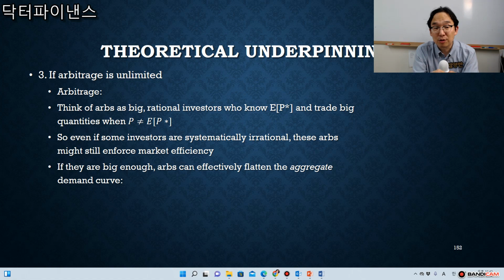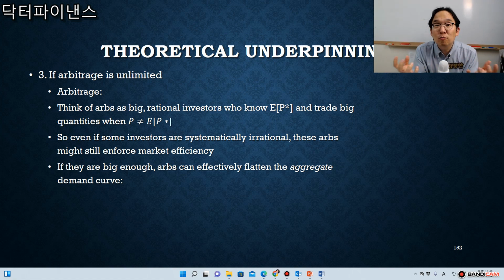Arbitrageurs. What is arbitrage? Buy low, sell high guys, right? Assume infinite capabilities of these arbitrageurs. If we assume that, then this arbitrageur will make the demand curve flat. What do I mean? You can think about Avengers kind of arbitrageurs, Iron Man kind of, I can take care of the whole world. Wait for that.